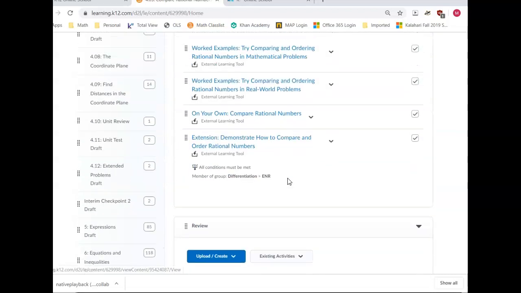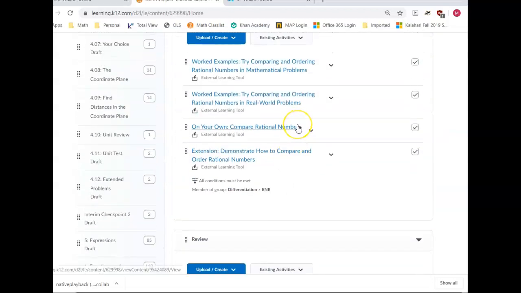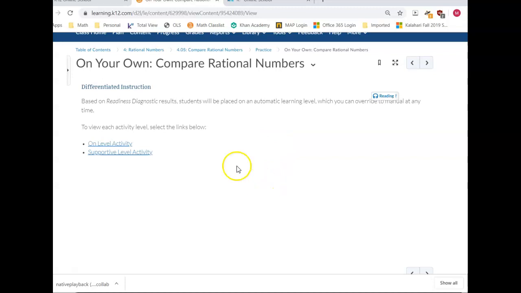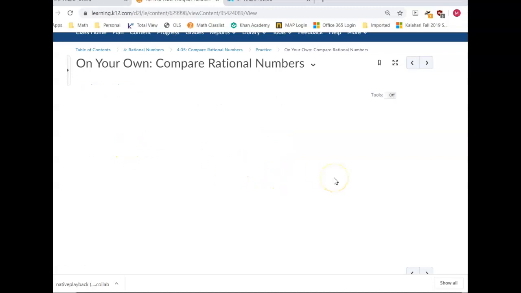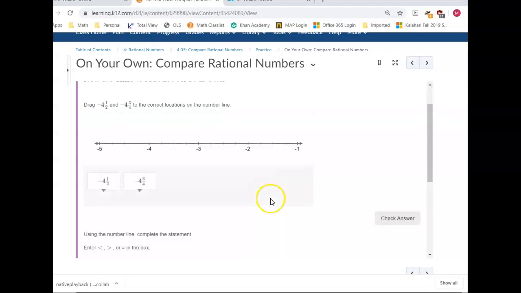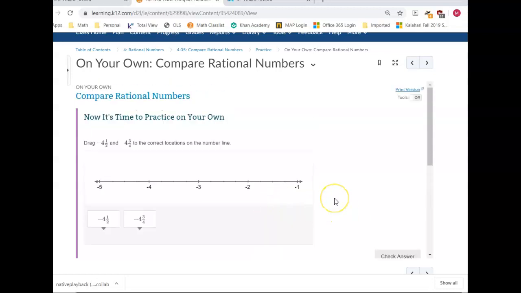I thought what I could do for you is work out some of these on your own questions in this lesson. So I'm going to go to the on your own section for compare rational numbers. I'm not going to work out the actual quiz questions. So yeah, check this out.